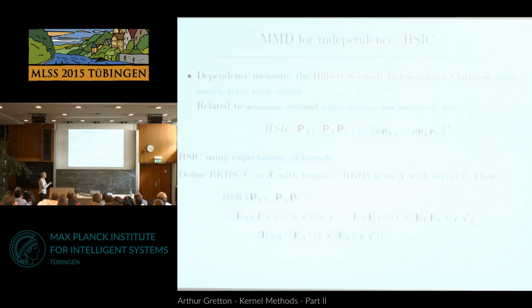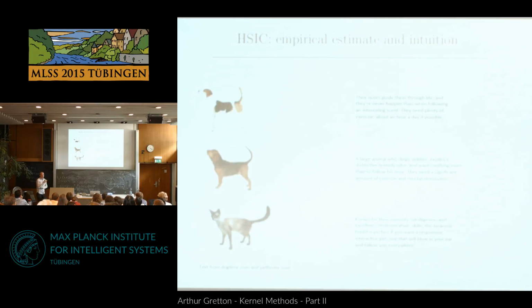Let's give an intuition for that understanding. On the left, I've got some pictures of animals, and on the right, I have some captions. My task is to determine whether the images and captions are dependent. So what are a few things that we notice about this?